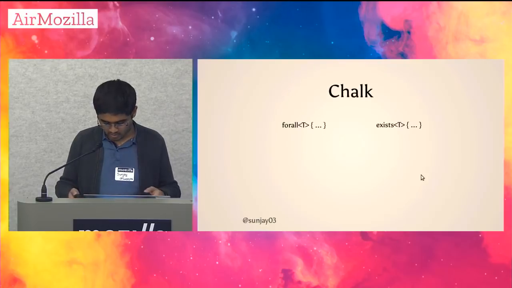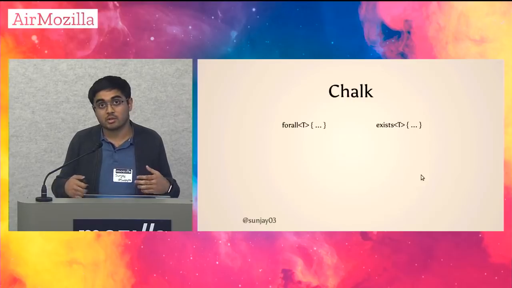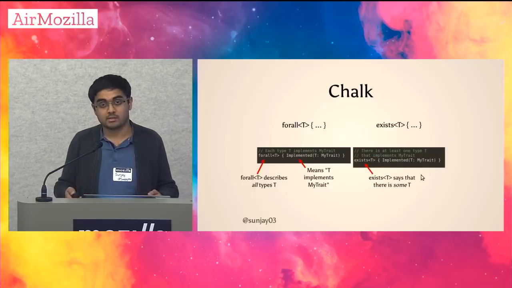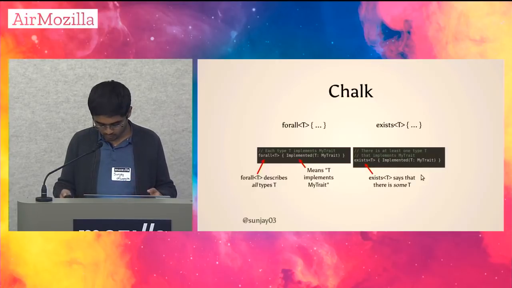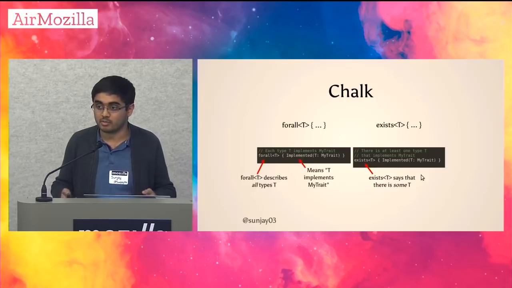Chalk's logical language is actually even more powerful than Prolog on its own. Chalk supports a number of interesting features such as for all and exists. For all means that a given rule is provable for all values of the variable t, whereas exists means that a given rule is provable for at least one value of the variable t. This allows us to express things like each type t implements my trait, or that there is at least one type t that implements my trait.